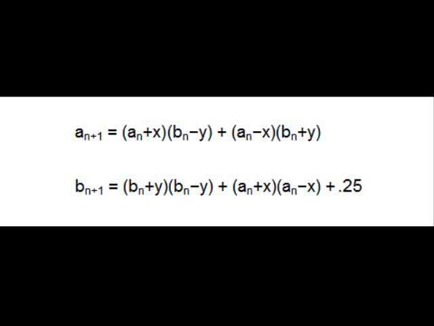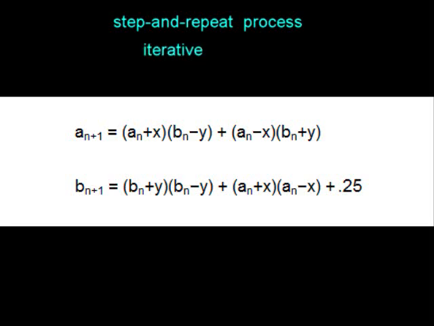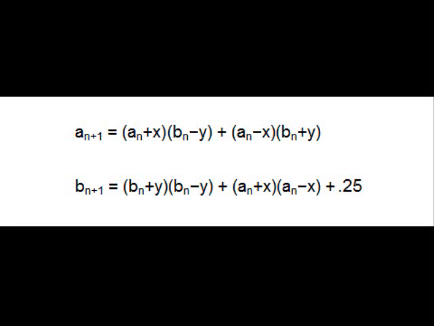The evolution of system A is specified by this equation, which says that as system A evolves by way of a step and repeat process, also known as an iterative process or recursive process, the value of the variable A at step n plus 1 depends on the values of A and B at the preceding step n, and on parameters x and y, which represent other positive or negative influences on systems A and B, respectively.